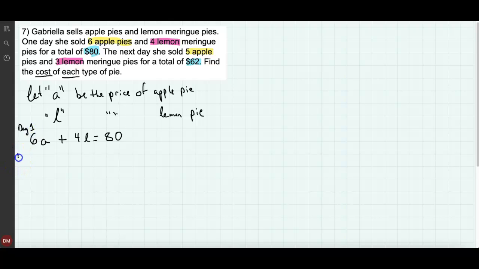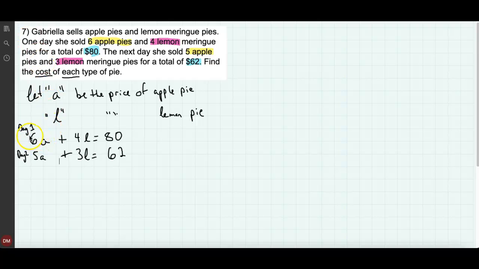Now day 2, we got 5 apple pies plus 3 lemon meringue pies sold, so that's 3L, which gives a total of $62. So we have day 1 and day 2, and here we have a system of equations. We've got to decide how we're going to solve that. Both of them are set up in standard form, so usually elimination is going to be the best method. I could use other methods, but let's go with elimination.